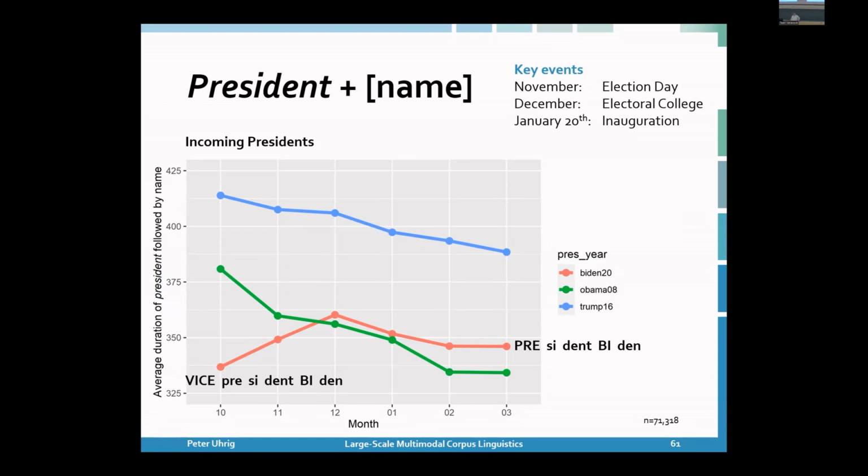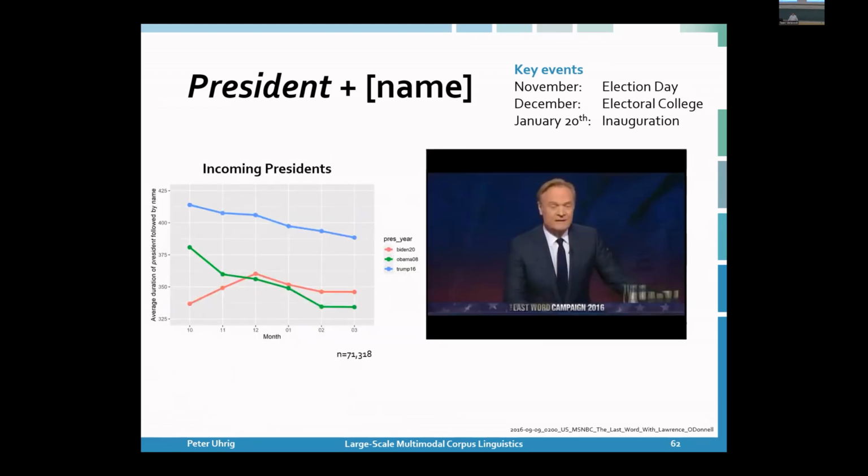And by the way, why is Obama the lowest on this one here? Well, again, because he's the only one starting with an unstressed syllable. So we get President Obama, and therefore we are going to shorten that. And that's why overall it's so much lower. Trump as monosyllabic is up here, and the other one is so much lower. And we can listen to that in real time. So let's play one example.